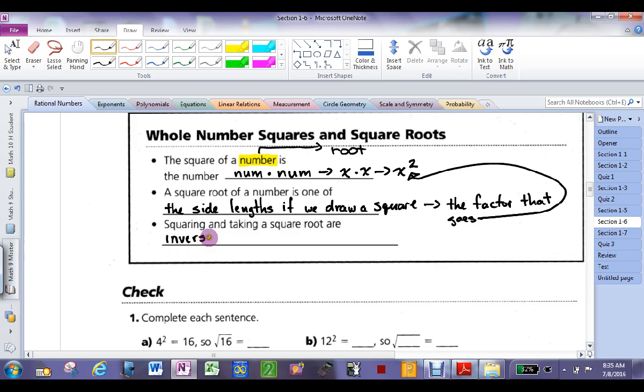Okay. And squaring and taking a square root are what we call inverse operations. Now, we've already talked about inverse operations, haven't we? What's the inverse of multiply? Divide. What's the inverse of subtract? Add. So you guys already know that divide and multiply are related, add and subtract are related. Well, square root and squaring are obviously related, because one goes one way, makes things bigger, one goes the other way, makes things smaller. Right?